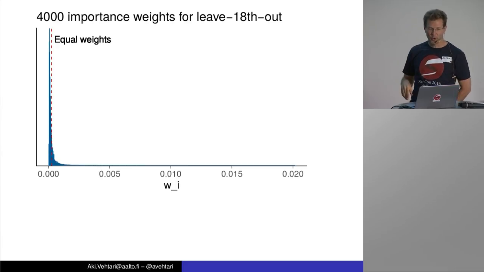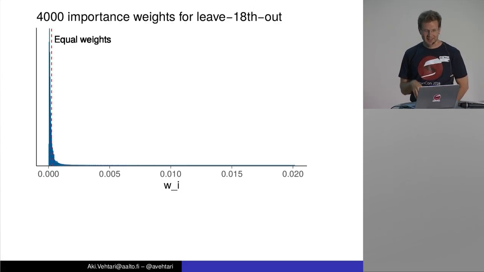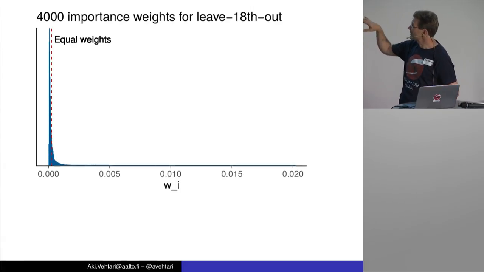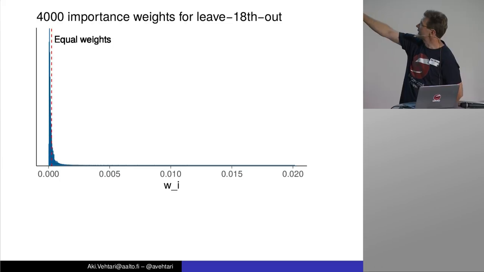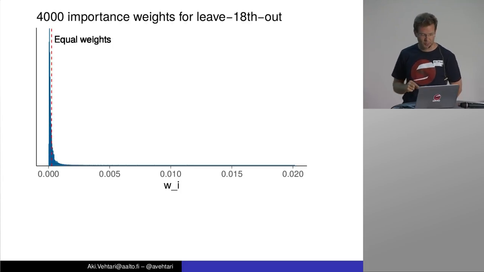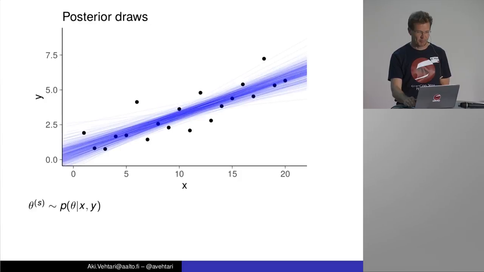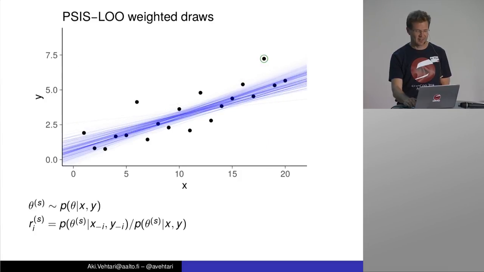Usually we draw 4,000 weights in Stan by default. And the reason why I had 400 is that it's a bit difficult to see where the largest weights are because the size of the histogram there is so small. And now you could see here that it seems like we have fewer lines, and that's true.